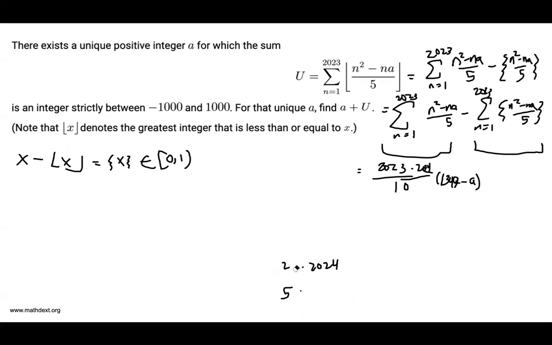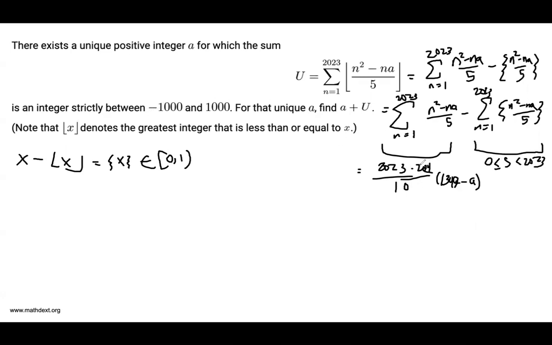This second sum we don't know anything about, but we know that the fractional part of x is in the interval 0 to 1, which means that you're adding up 2023 terms that are all between 0 and 1. So we have 0 is less than or equal to this sum, which is less than 2023. And what does that mean? Well, how are we ever going to get this whole thing between negative 1,000 and positive 1,000?